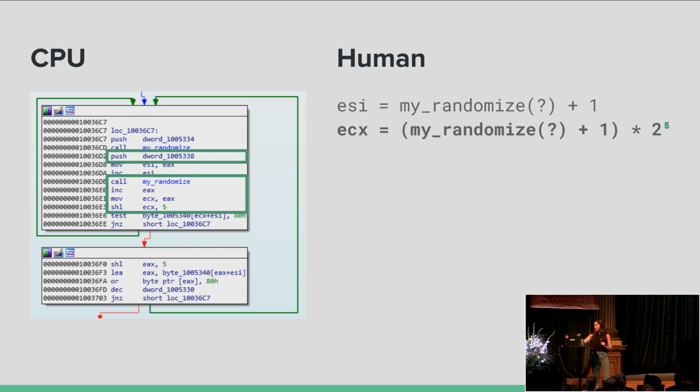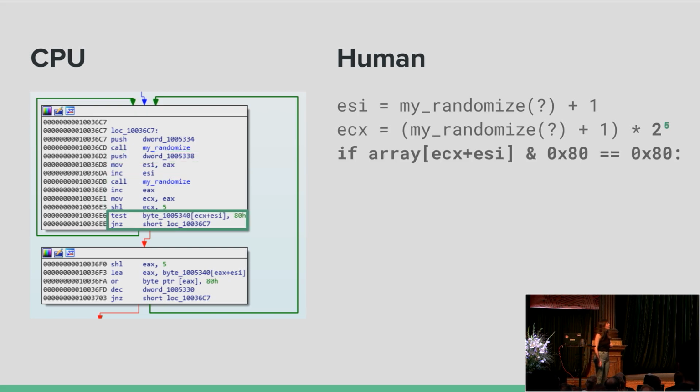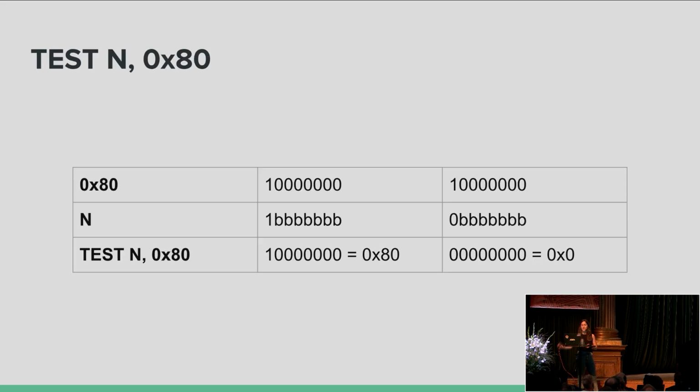And the next thing that happens is pretty interesting. We take these two registers and we sum them up, and we use this sum as an offset to a place in memory, to a location, 1005340. And we read the byte that's in this location in memory, and we test it against the number 80. Now let's dig into this because it's interesting.